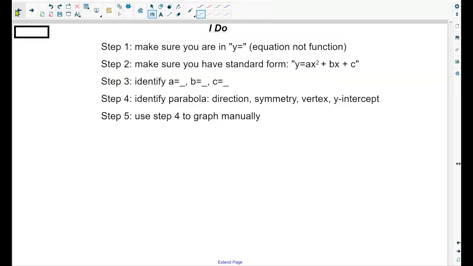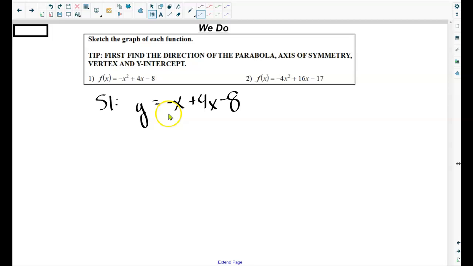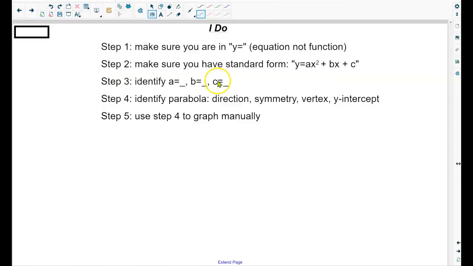Step 2, make sure you have standard form. Now it looks like for the CBA, you're not gonna have too much drama with these. If there is, we'll prepare you, but for the most part, it should be pretty straightforward. So for step 2, looks like we're good to go. We have ax squared plus bx plus c. So you need your x squared up front, your x in the middle, and then your constant in the back.